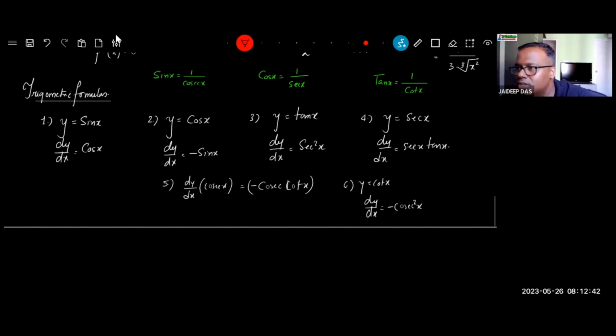But definitely all the c's are big culprits in calculus. In calculus, once you see a c, its derivative will always be with a minus.